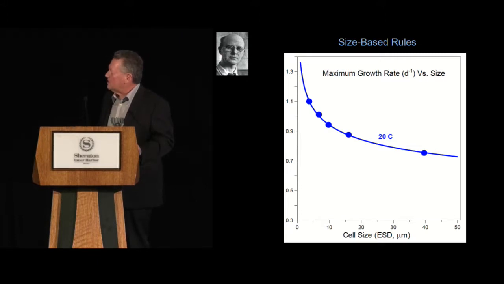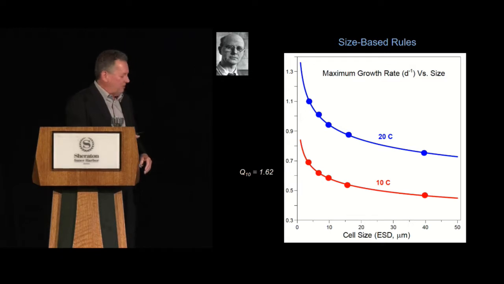So this is what one of the size-based rules looks like. I'm sorry, I'm going on the right. I can't do both at the same time.